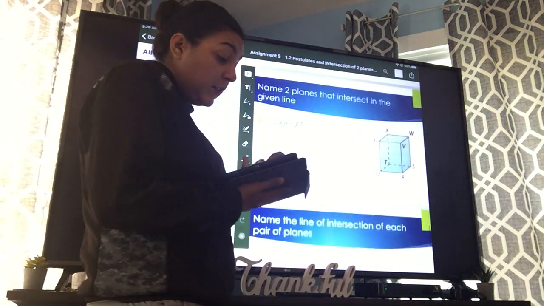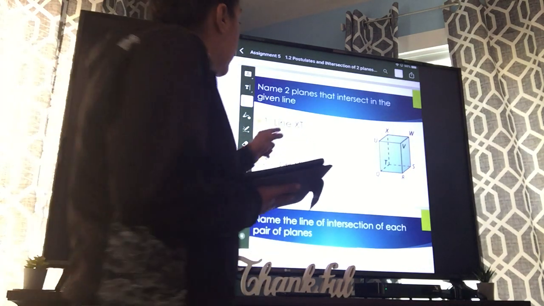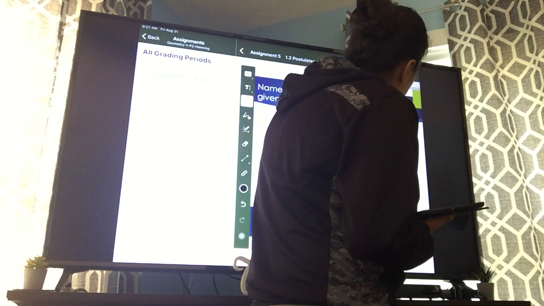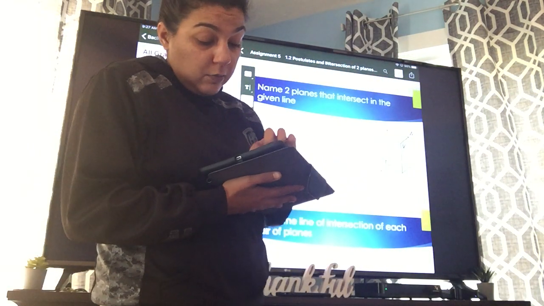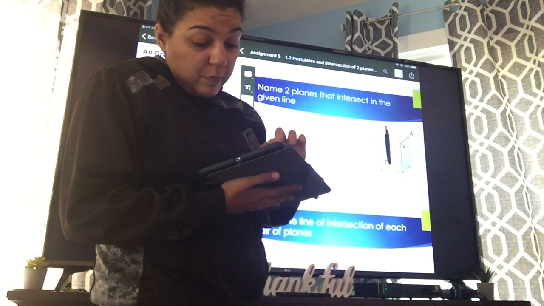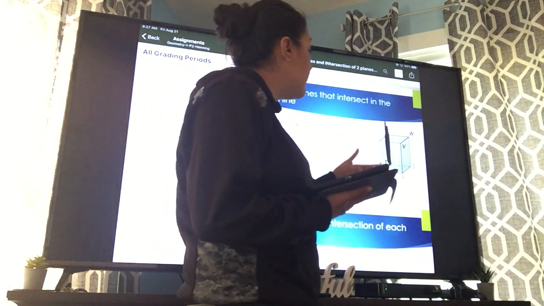Okay, if we go to the next one, it says name the two planes that intersect the given line. So find the line. XT is going to be this back one, and that's kind of like what I was talking about in the classroom with the corners. So XT is going to be this back corner. So what two planes touch that line?